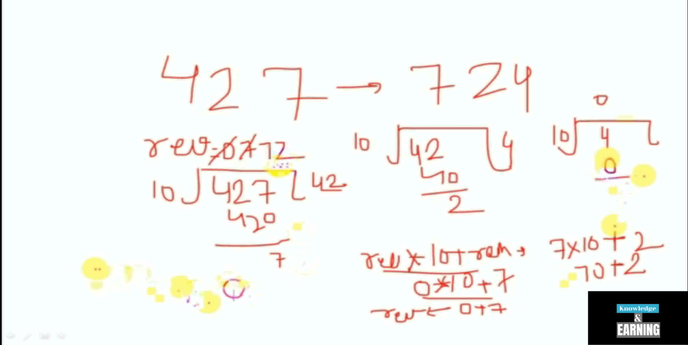72 multiplied by 10 is 720, plus 4 will give us 724. So we got the reverse number. We can't proceed further because the quotient is 0. So next time we can't take the dividend as 0.